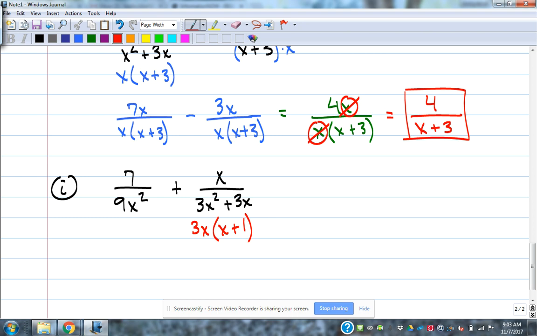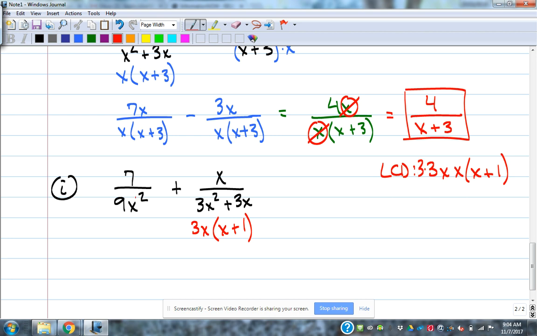Now, when we go to find our least common denominator, what do they share? A 3 and an x, because 3 goes into 9, right? Okay, so they share a 3 and an x. What do they have that's not shared? An x plus 1 and another x and another 3.